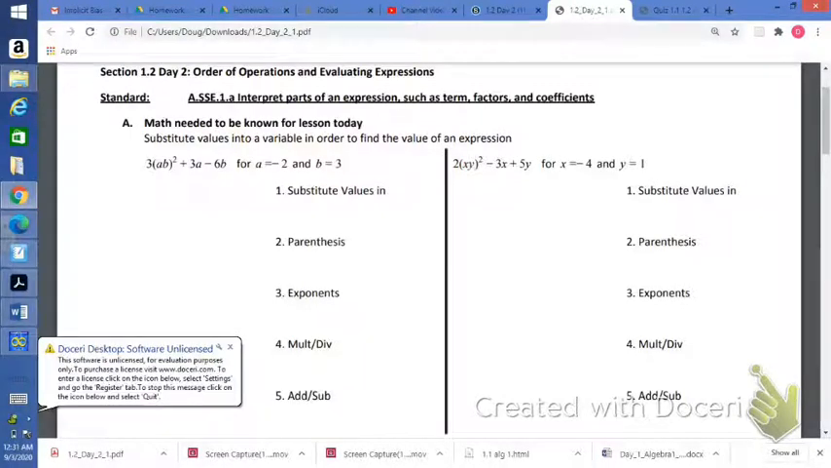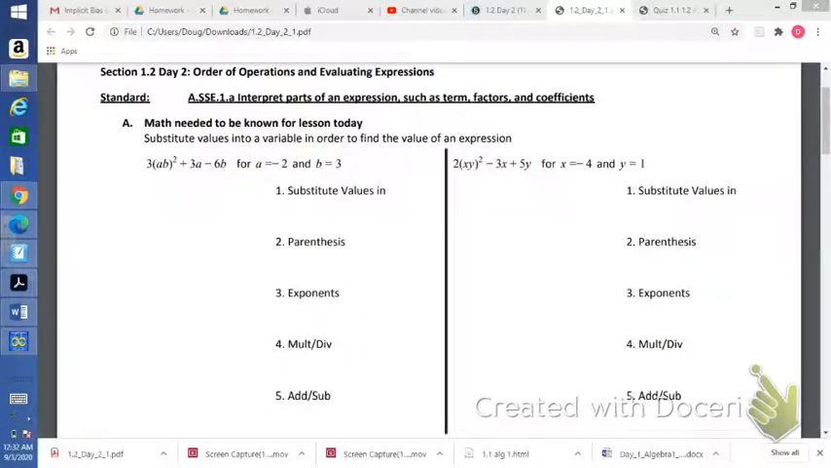Section 1.2, Day 2. We're going to continue talking about the order of operations and evaluating expressions. The math needed to know for today: again, applying the order of operations after we substitute variables into an expression. So we have two warm-up problems here. And let's begin with the first one.